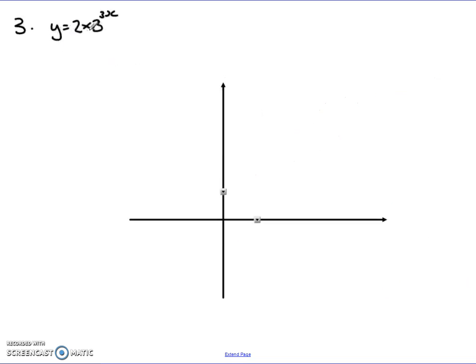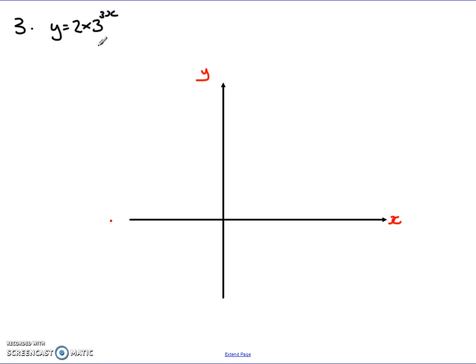Third one, y equals 2 times 3 to the power of 3x. Now this is the exponential style curve. So this one, instead of coming up from down there, comes up this direction here. So it comes along this way and up to infinity in the y direction. So we have to figure out the transformations first.